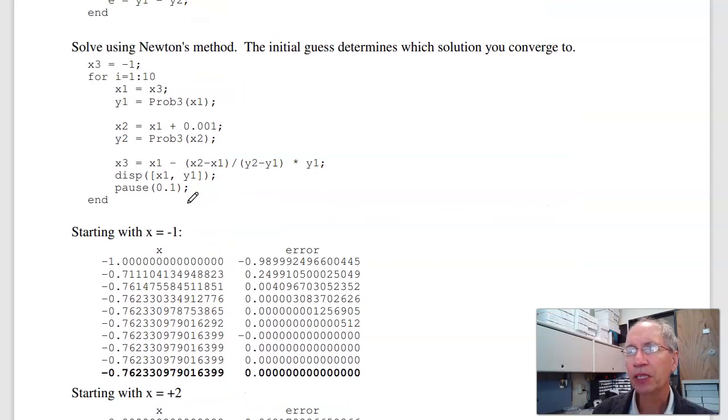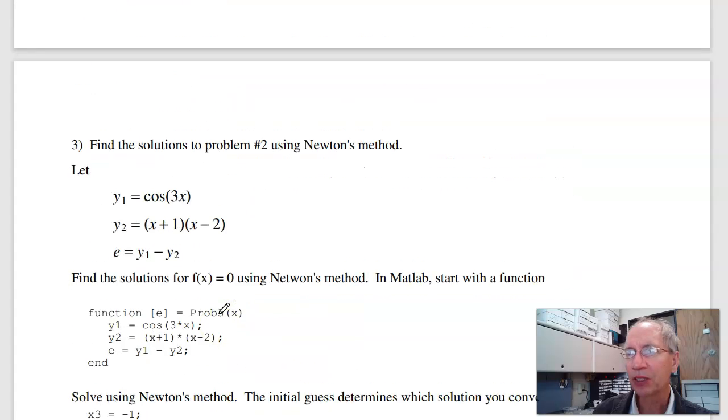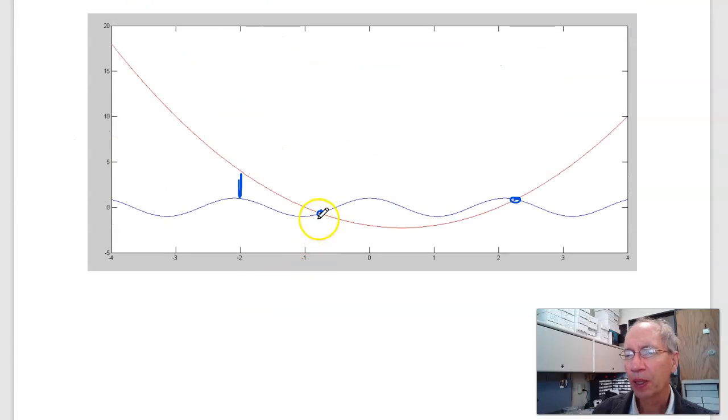I can now repeat using Newton's method just like before. I'm going to take my first guess, analyze it, perturb it just a hair. Now from those two, draw the tangent and see where it intersects the x-axis, and repeat. So my first guess is minus 1. There's the error. It then iterates and very quickly finds the solution, minus 0.76233. So this is the solution right here, minus 0.76233.